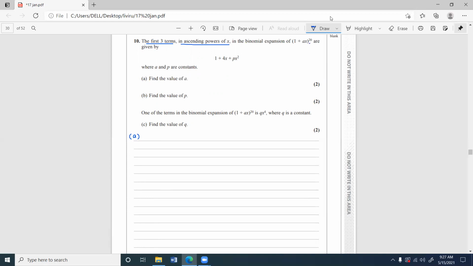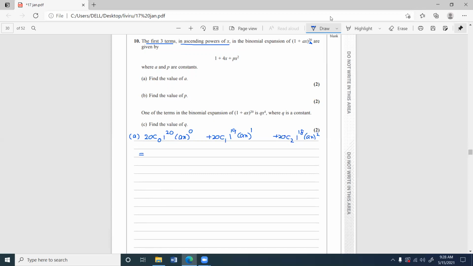So the power is 20. So you can write 20C0, 20C1, 20C2. Then you can write 1 to the power 20, because the other term should be starting from ax to the power 0. So the other term should be starting from the highest order 20 and reduce one by one: 1 to the power 19, ax to the power 1; 1 to the power 18, ax to the power 2. So with this, you get the answer.